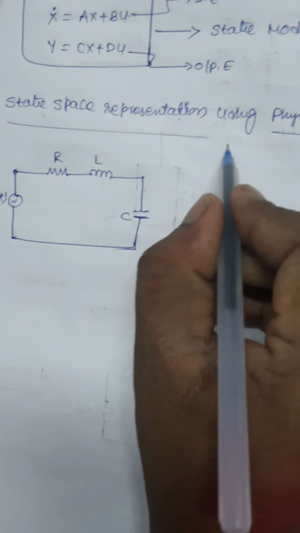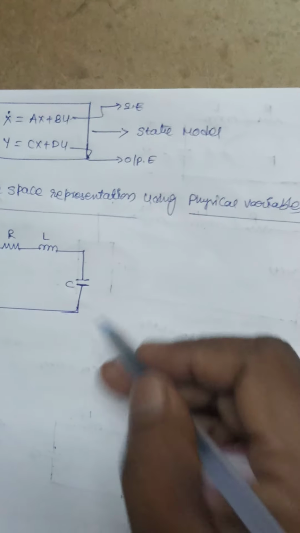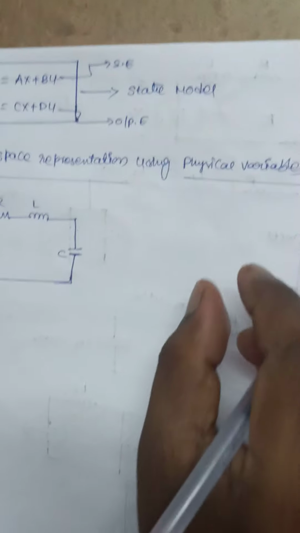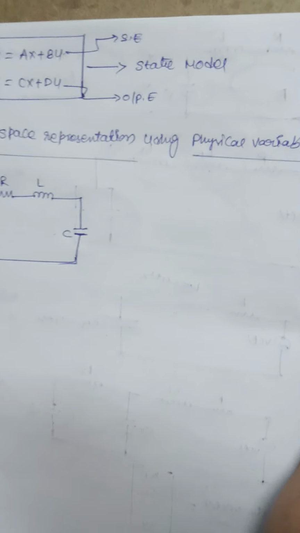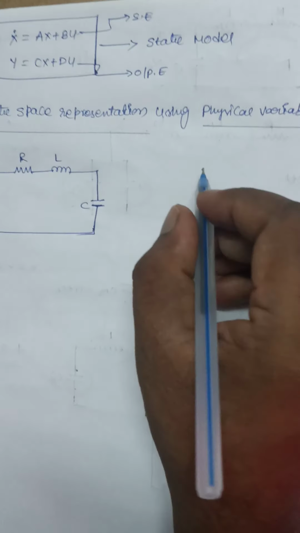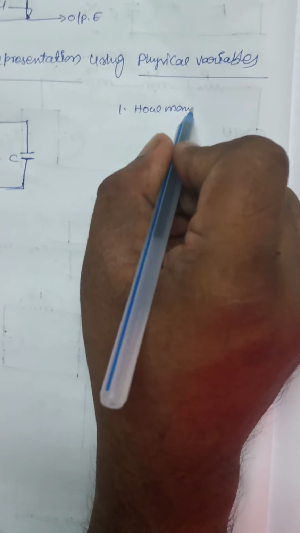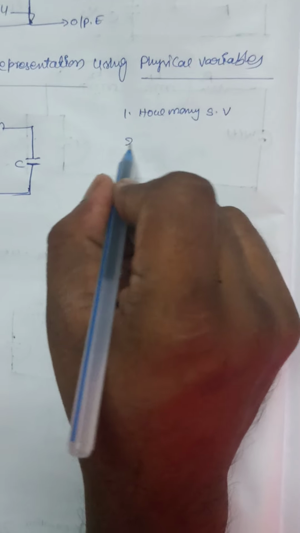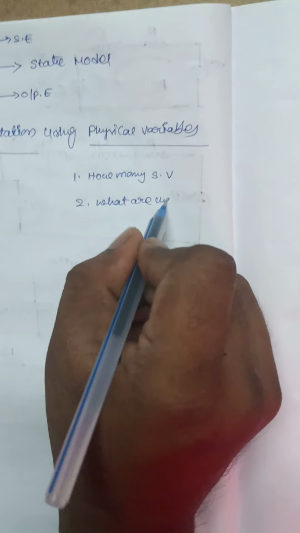Okay, first point, while we are representing this state space, that may be physical variables, canonical variables, or phase variables. First thing here is we need to identify the state variables. First point is how many state variables. Second point is what are the state variables.